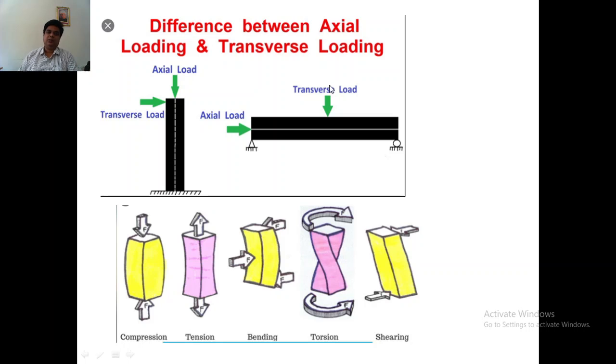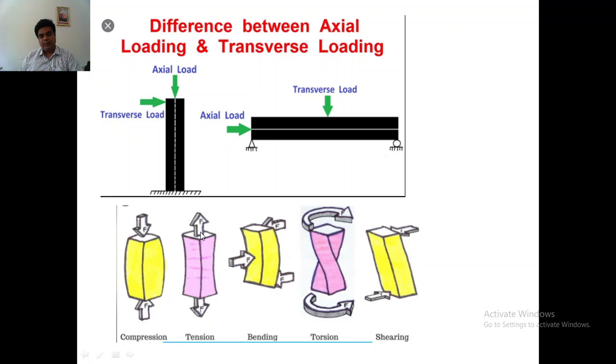Just remember, this is the basic loading, axial load and transverse loading on the structure or any component. Similarly, here the axial load is applied along the axis, but the direction can be upward or downwards. Depending on the direction of the axial load, it can be a tensile load or a compressive load, or tension or compression.